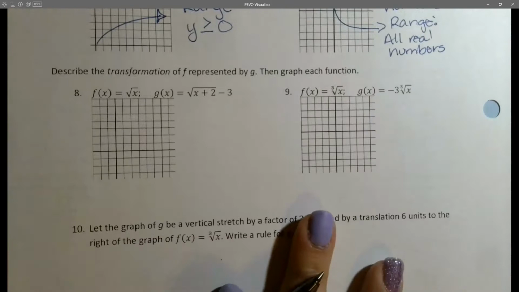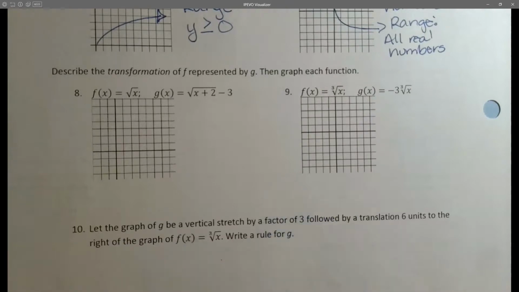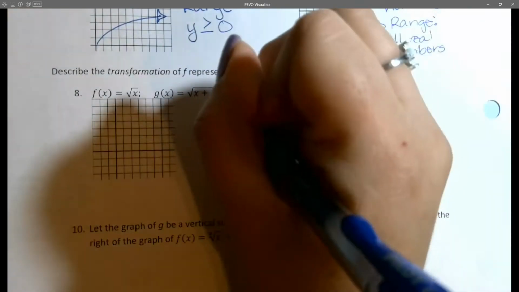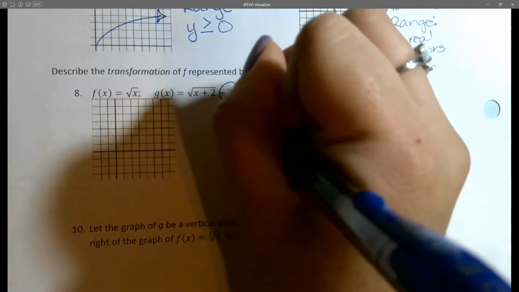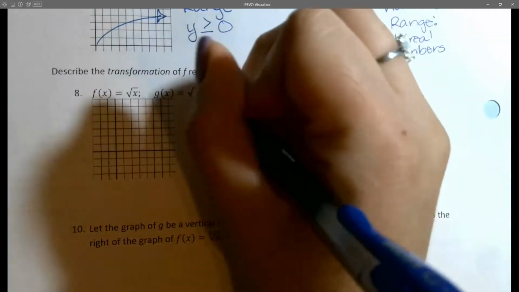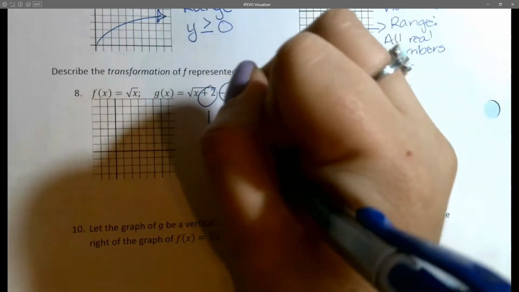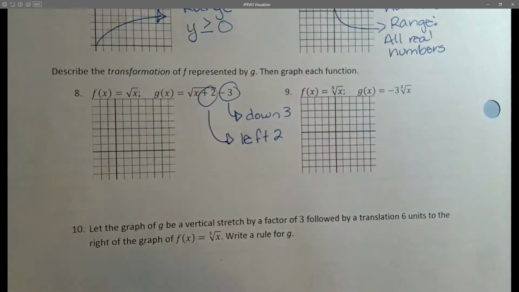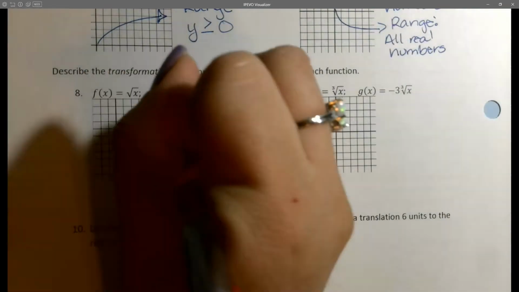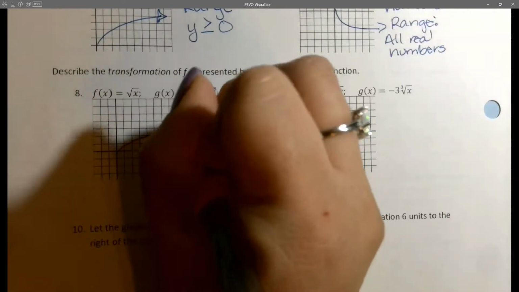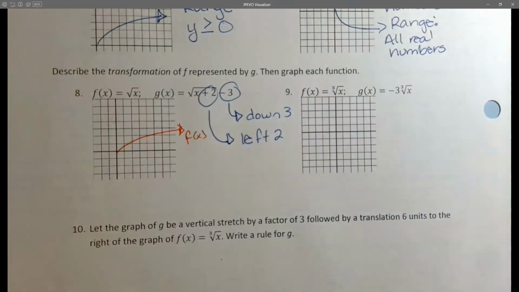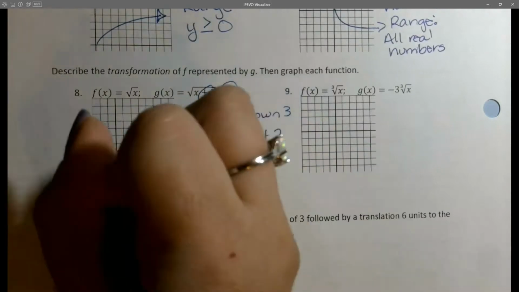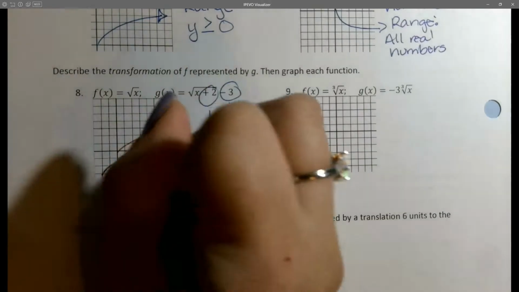All right. Number 8 is describing the transformation represented by g, and then we need to go ahead and graph it. So this -3 means it goes down 3. And this +2 means it's going left 2. So now we remember what the square root of x looked like. That was just like this. And this was my f of x. G of x should be going left 2 and then down 3. So starting here now.